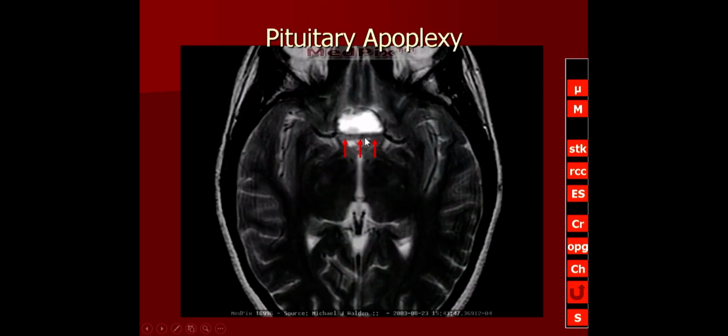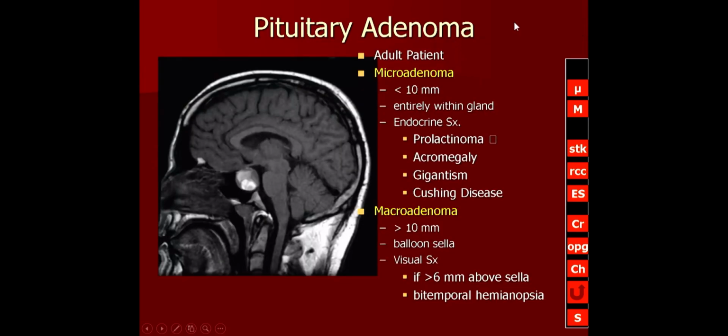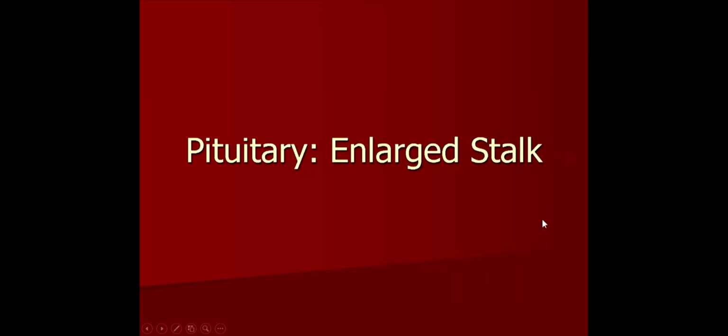So pituitary apoplexy is typically hemorrhage into enlargement of the pituitary, either because of an adenoma or in the case of Sheehan's postpartum necrosis, physiologic enlargement of the pituitary during pregnancy. So that's what you want to think about. So microadenomas are less than 10 millimeters, macroadenomas greater than 10 millimeters. So let's talk about something else for sella and parasellar.